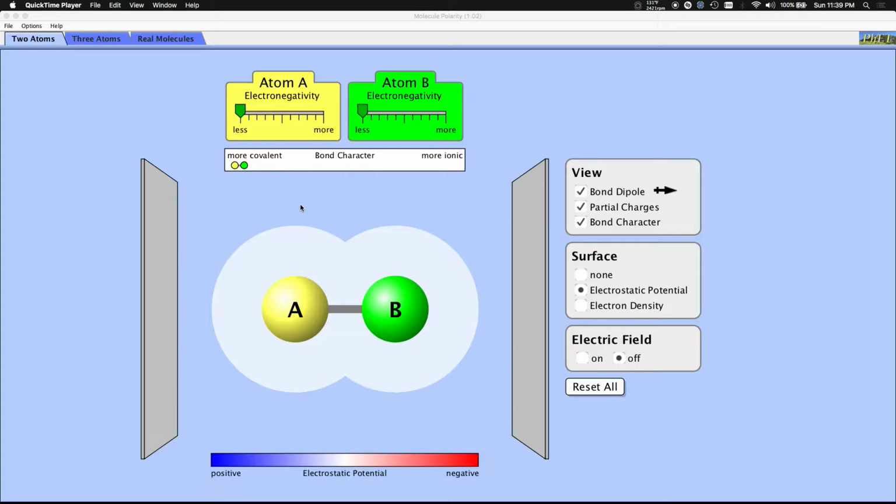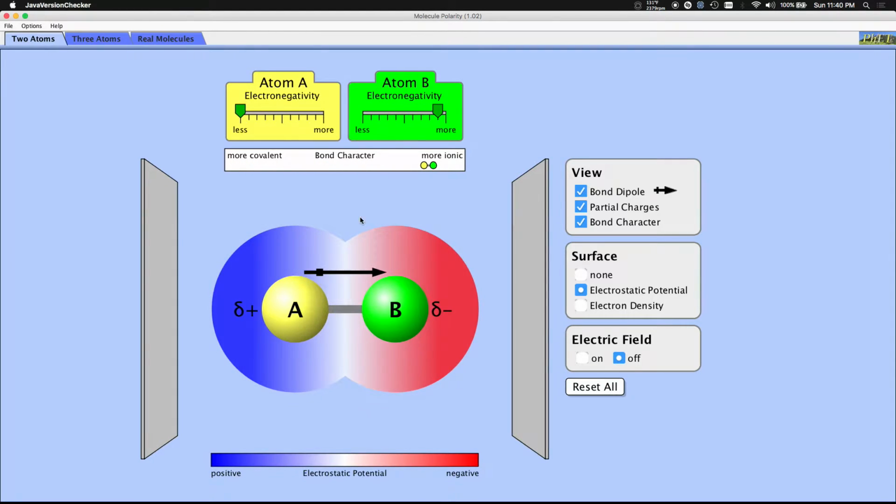Anyway, for this video, like I said, polarity, we're going to look at dipole moments, partial charges, and a little bit of bond character, which is simply whether or not this molecule is more covalent versus ionic. We're going to also look at an electrostatic potential. It's just this weird colorful thing.